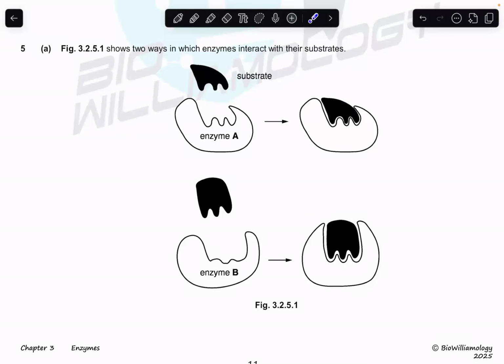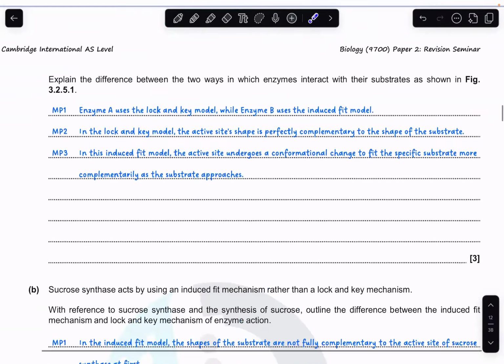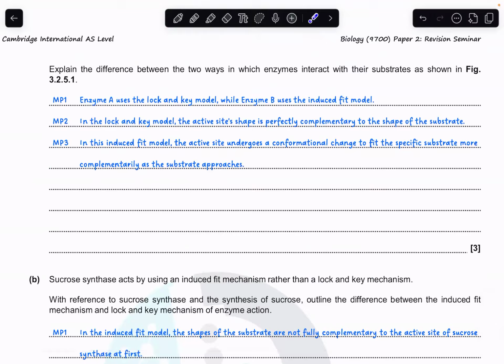Let's look at question 5. Okay, we have two types of substrates. You can see that one is exactly complementary, and the other one is not fully complementary. We have enzyme A and enzyme B. So explain the difference between the two ways in which enzymes interact with their substrate as shown in the figure. So enzyme A uses the lock and key model because it is exactly complementary. Enzyme B actually uses the induced fit model.